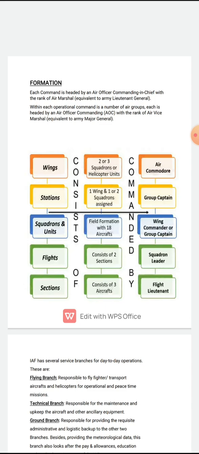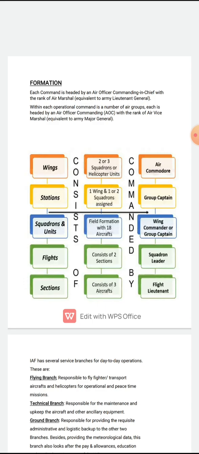It goes like this from bottom: flying officer, flying lieutenant, squadron leader, wing commander, group captain, air commodore, air vice marshal, air chief marshal. Okay, so now studying about the formation from the bottom, firstly the section consists of 3 aircrafts and is headed by flight lieutenant. Then comes the flights. Flight consists of 2 sections and is headed by squadron leader.